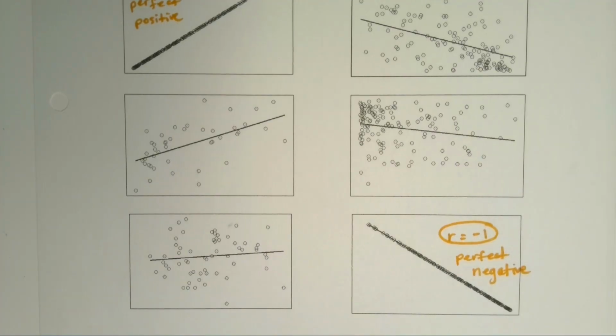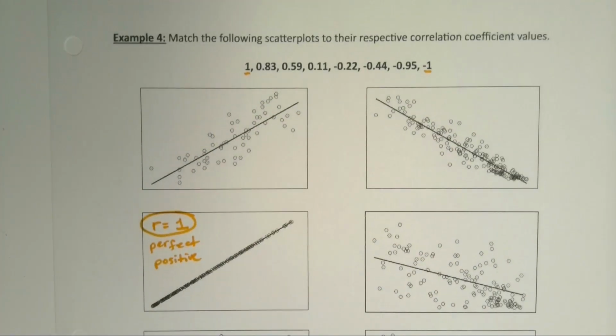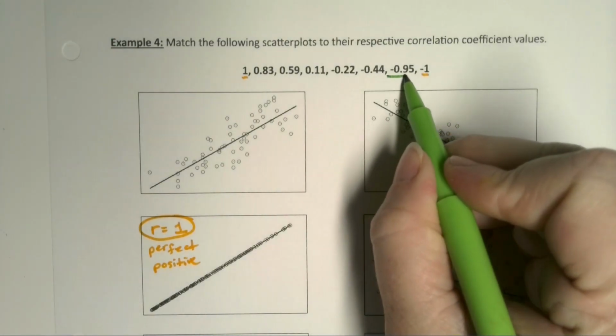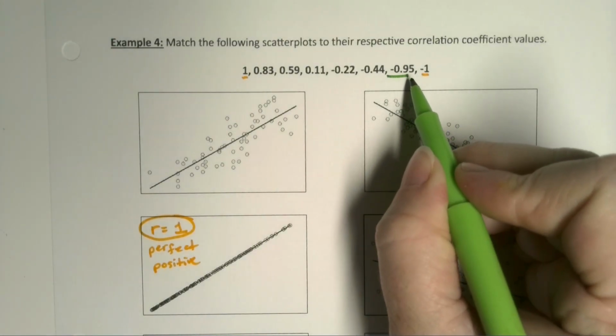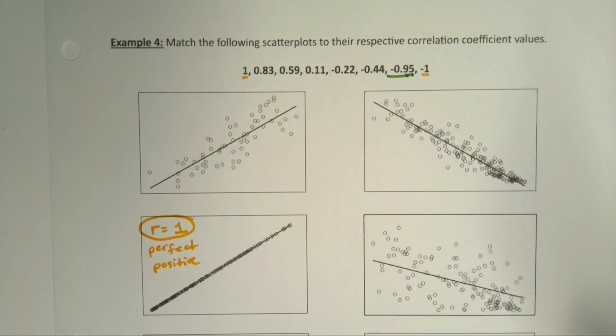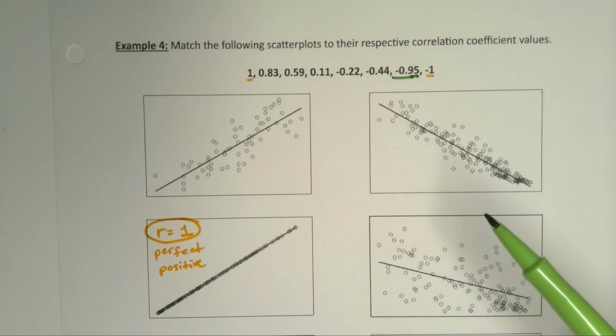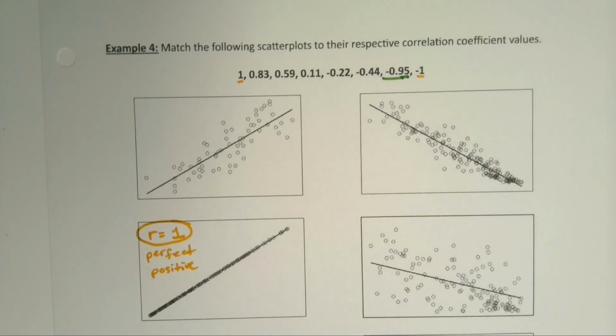And then me personally, I think it's going to be easiest for us to look at our strong relationships, then moderate. The weak ones are the hardest to figure out. Okay, so if I look at the remaining values, r equals -0.95 is a strong negative relationship. So when I look here, I need to look at negative relationships, and the strength is measured by how tightly clustered the points are to the line. As a matter of fact, we should probably write that.